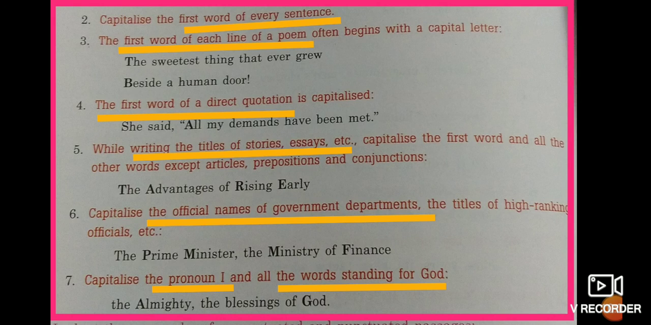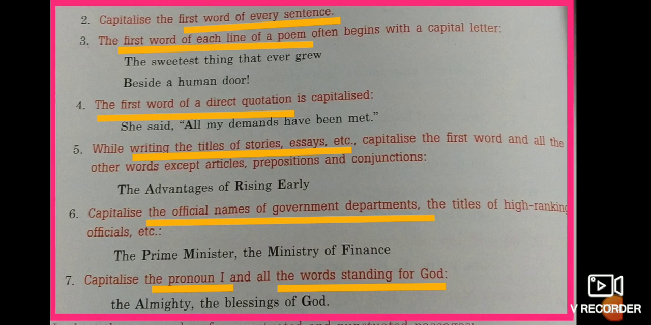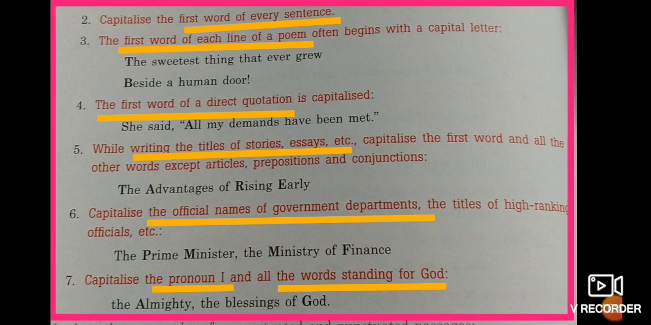Next, the first word of each line of a poem often begins with a capital letter. The first word of a direct quotation is also capitalized. While writing the titles of stories, essays, or the names of chapters also, we will capitalize the first word, but we will never capitalize words like articles, prepositions and conjunctions. Next, we will capitalize the official names of government departments, the titles of high ranking officials, etc., like the Prime Minister, the Ministry of Finance. Here we are capitalizing the official names of government departments and the titles of high ranking officials.